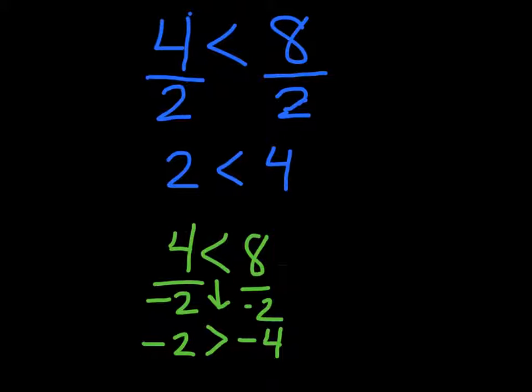So to clearly state the rules again, when you're dividing each side of an inequality by a positive number, you produce an equivalent inequality. However, if you're dividing each side of an inequality by a negative number, you must reverse the direction of the inequality symbol to produce an equivalent inequality. So multiplication and division in this case follow exactly the same set of rules.